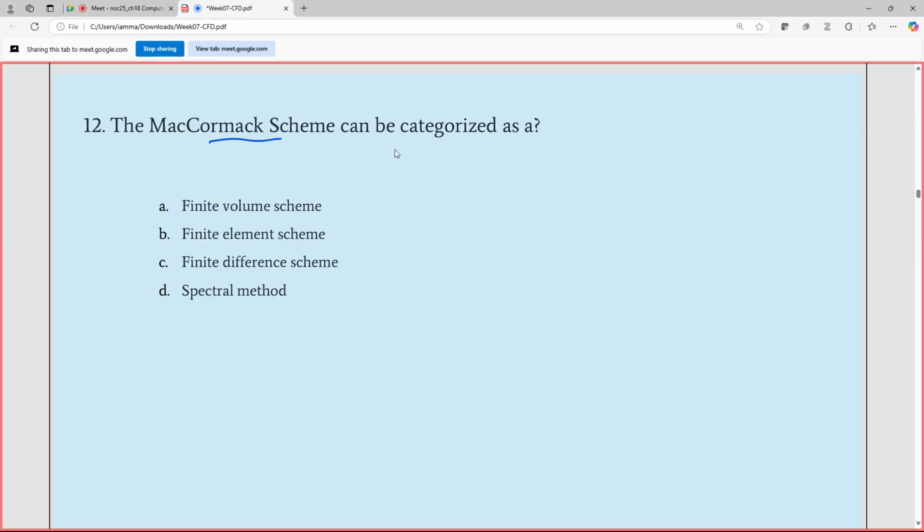The McCormack scheme can be categorized as which of the following? Options are: option A, finite volume scheme; option B, finite element scheme; option C, finite difference scheme; option D, spectral method. In this week's course, the McCormack scheme has been extensively discussed. In which category does the McCormack scheme come under? You can try to answer the question. You can inbox your answers.